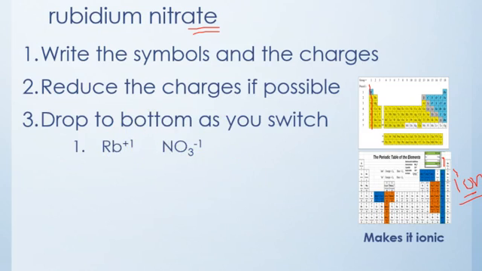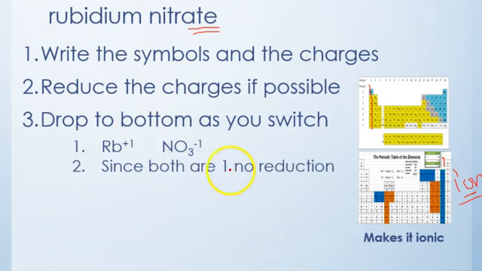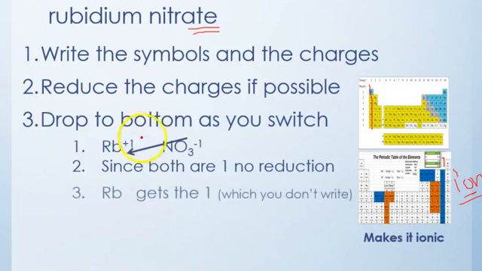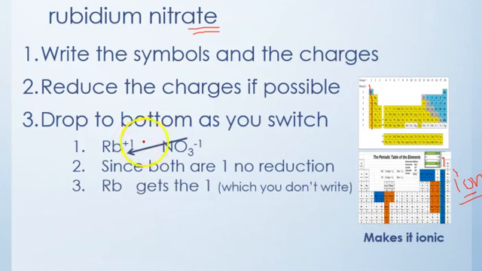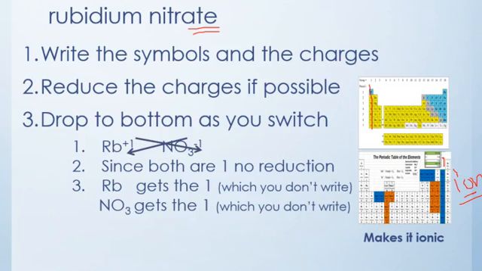Because these are already reduced, there's no reducing necessary. They're both 1s, and I am going to switch. The Rb is going to get the 1, which I don't write, and the NO3 is going to get the 1, which I also don't write. So I don't write 1s in my formulas. So Rb gets the 1, which I don't write, and NO3 gets the 1, which I don't write.